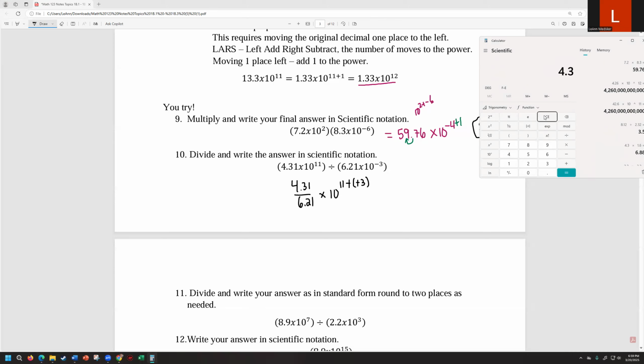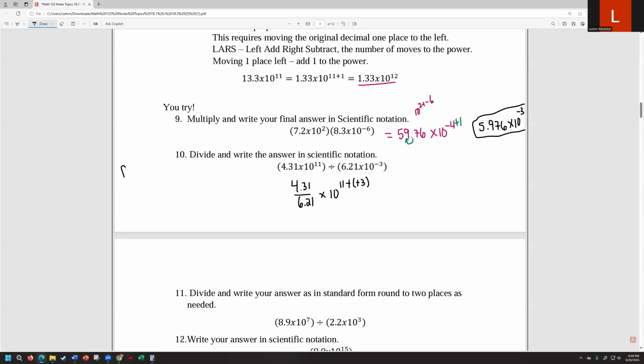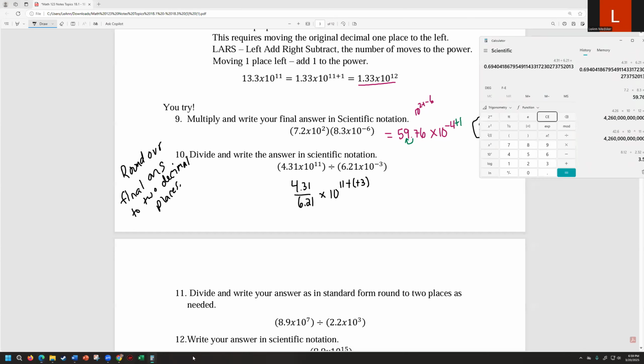Okay, so 4.31 divided by 6.21. Now, this is the one where we're going to round our final answer, because this one has a lot of decimals, to 2 decimal places. And this would have been instructions you would have had in Newton. I think I just didn't copy it over when I was looking for examples.